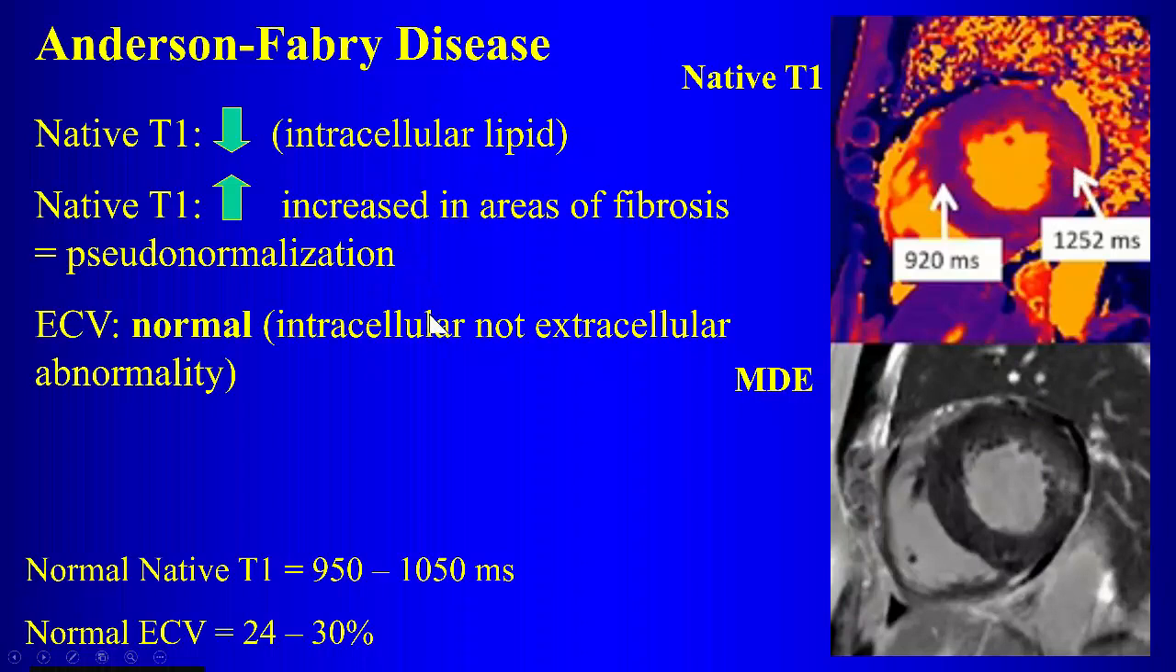Okay? So this can be confusing, but with Anderson Fabry disease, if all we have is the lipid itself, that will actually shorten the T1 time. That's the exception to pathology usually increasing the native T1 time. But the extracellular volume fraction is normal since this is an intracellular process.